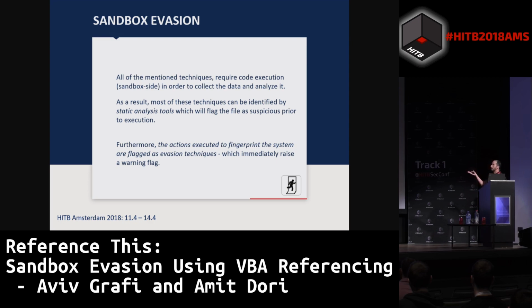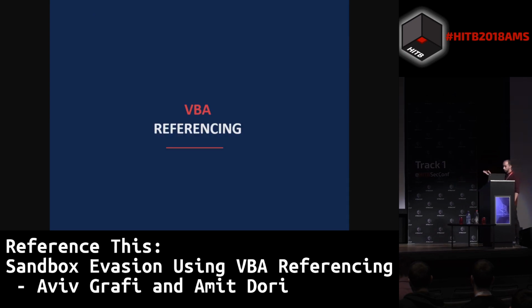And as I said, we're going to use a technique that doesn't reveal to the sandbox that we are trying to identify it. And in order to do so, we will be discussing VBA referencing. So VBA, as I said, is Visual Basic for Applications. It's a very old concept of Microsoft. It was written a long time ago. And let's just say that security was not the main issue when this feature was developed. We're going to see in a second.